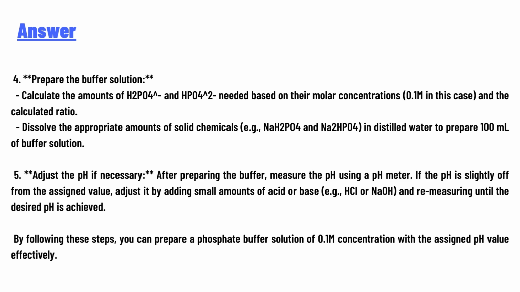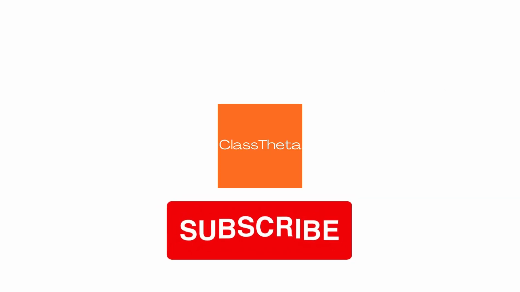After preparing the buffer, measure the pH using a pH meter. If the pH is slightly off from the assigned value, adjust it by adding small amounts of acid or base and re-measuring until the desired pH is achieved. By following these steps, you can prepare a phosphate buffer solution of 0.1 M concentration with the assigned pH value effectively.